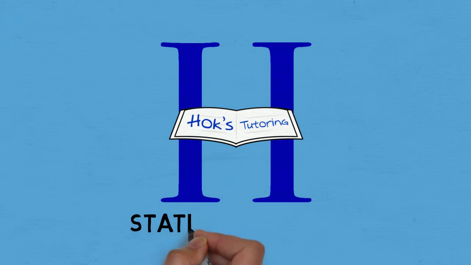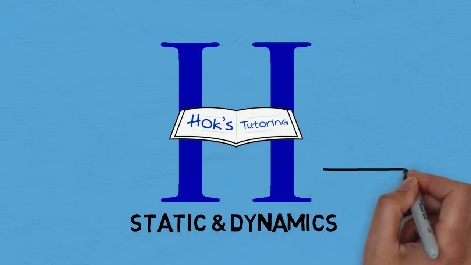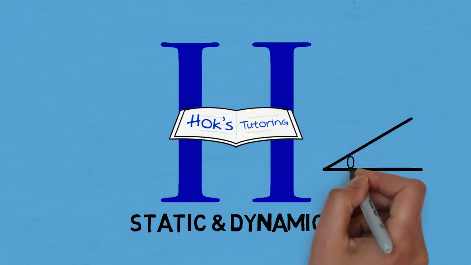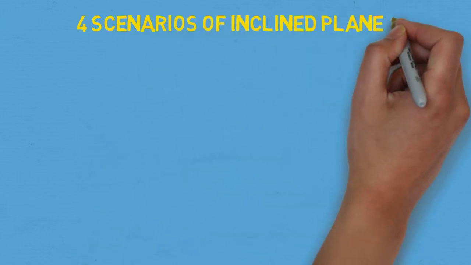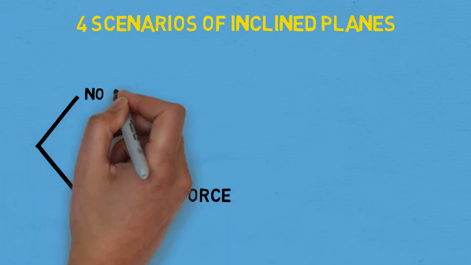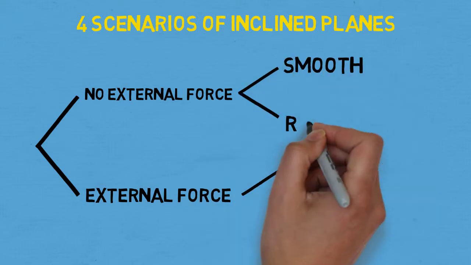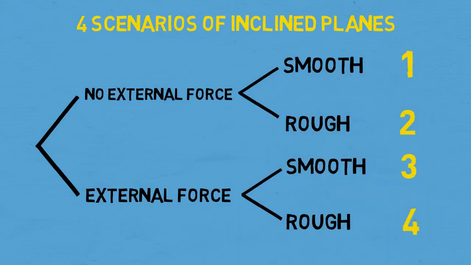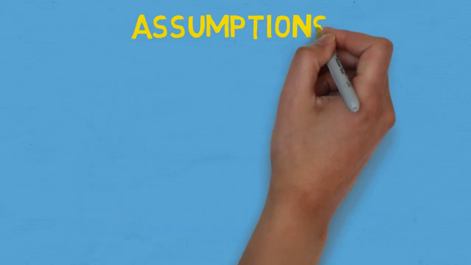With term 3 well and truly on the way, that only means that you'll be doing statics and dynamics very soon. In today's topic video, I will be going through inclined planes, which is one of the topics of statics and dynamics. There are 4 main scenarios in regard to inclined planes, which I will use as the structure of this video. There will be external force and no external force, and then I will segment each of them into smooth and rough inclined planes. Now, before I get into the 4 scenarios, there's 2 assumptions that need to be known.